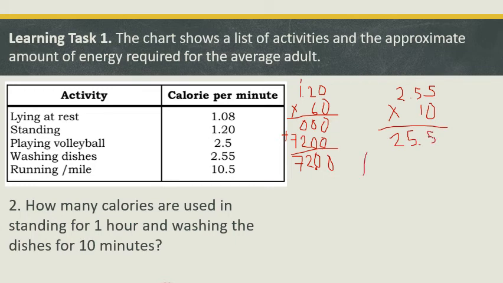Okay, so i-add natin to pareho. So, 72.00 plus 25.5. So, nakikita nyo, pantay dapat pag nag-addition tayo. Pantay dapat yung decimal point. So, add natin siya. So, 0, 5. 2 plus 5 is 7. 7 plus 2 is 9. So, ibig sabihin, gumagamit ng 97 and 50 hundredths calories para dito sa number 2 question.